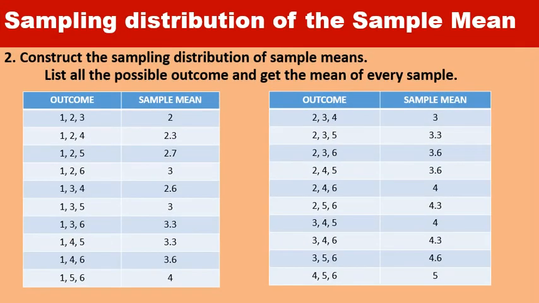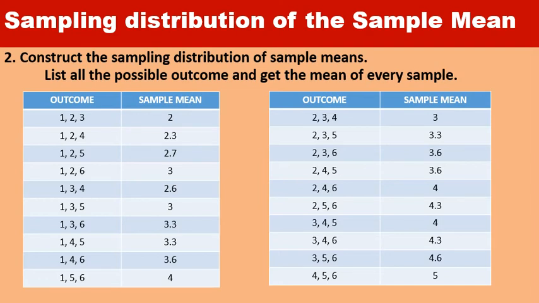Then we will construct the sampling distribution of the sample mean. List all the possible outcomes and get the mean of every sample. We know that there are 20 possible outcomes, so we should list 20 possible outcomes. Remember that an outcome may only be listed once. Here is an example of the outcome.